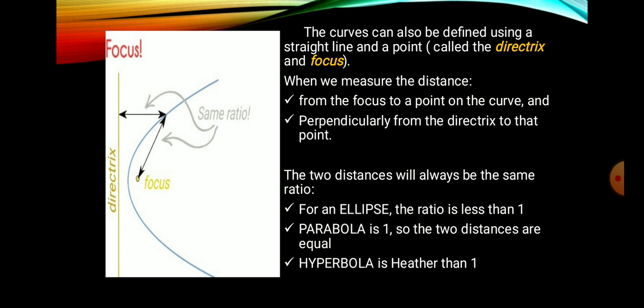This is the focus. The curves can also be defined using a straight line and a point called the directrix and focus. When we measure the distance from the focus to the point on the curve, and perpendicularly from the directrix to that point, the two distances will always be the same ratio. For the ellipse, the ratio is less than 1. For the parabola it is 1, so the two distances are equal, and the ratio for a hyperbola is greater than 1.